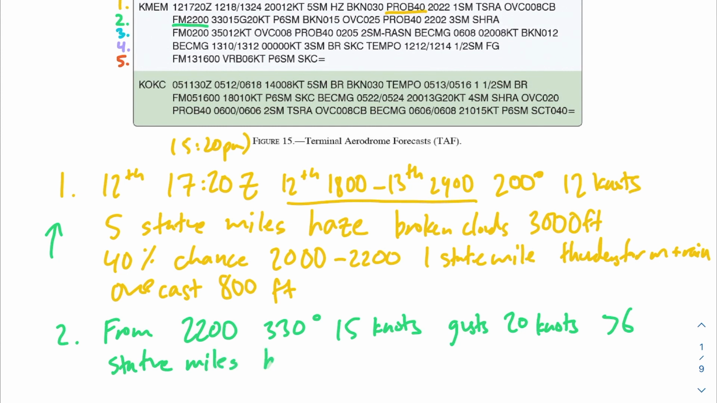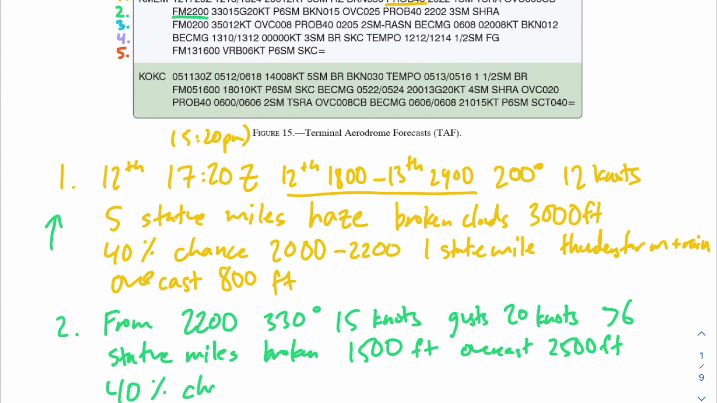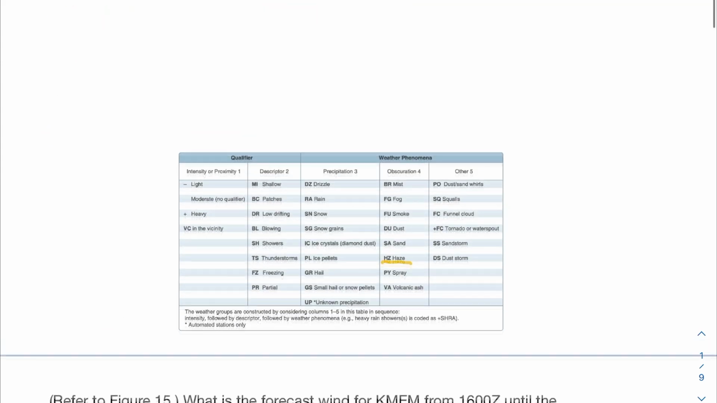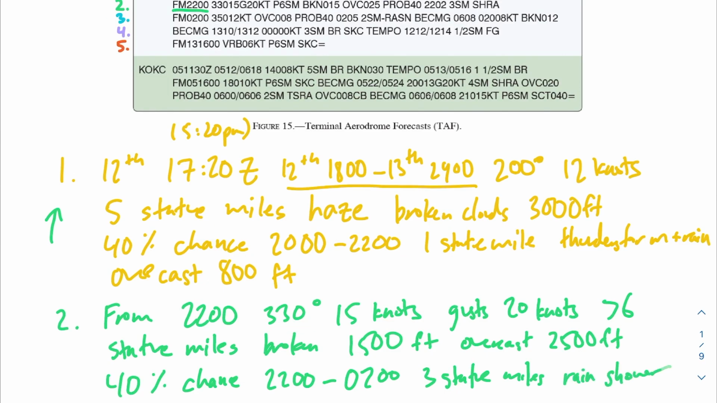We have broken clouds at, add the two zeros. We have overcast clouds at 2,500 feet. And then we have another probability. So there's a 40% chance from 2200 to 0200 that there is going to be 3 statute miles of visibility with SH and RA, which SH stands for showers, rain showers, because we have RA and SH. And that is line number 2.